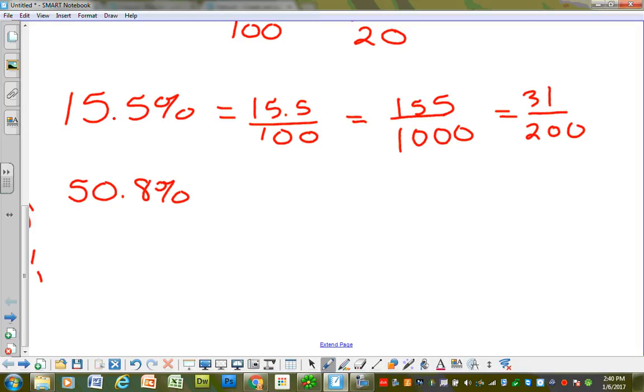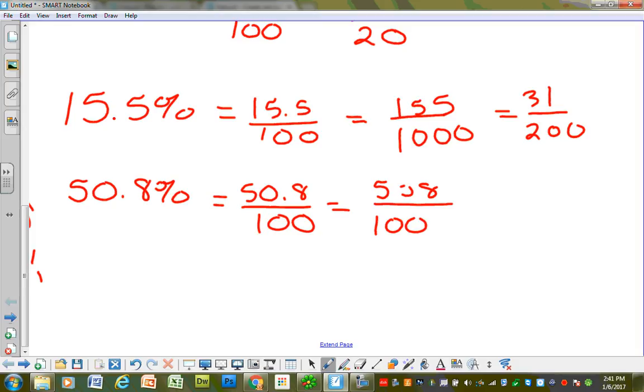What do I do? Tessa, what's my first step? Put it over 100. So I have to do 50.8 over 100. Excellent. Okay, but remember, I can't have that decimal inside of a fraction. So what do I do on the top? 508 over 1,000. Move it over. 508 over 1,000.